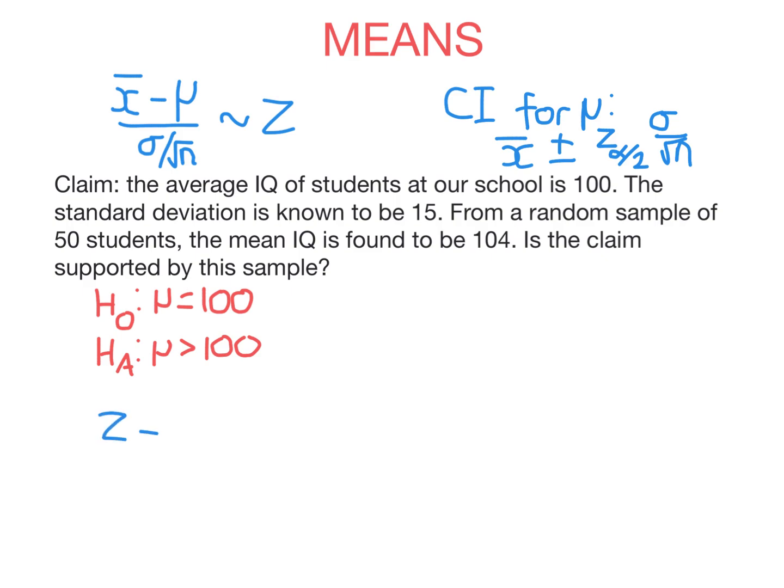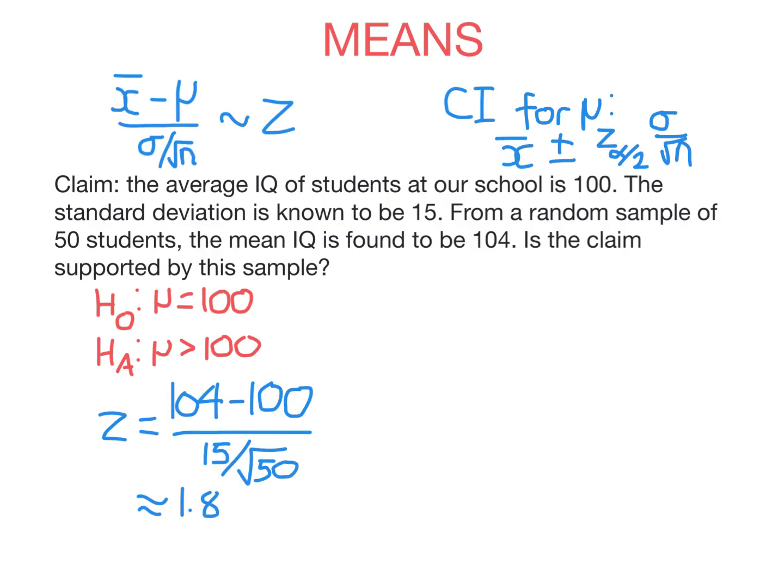So it will be the mean of our sample, 104, subtract the hypothesized true mean. Remember, mu is the population mean, all divided by sigma, so that's the population standard deviation, divided by the square root of our sample size. So putting that in our calculator, we get approximately 1.8856.